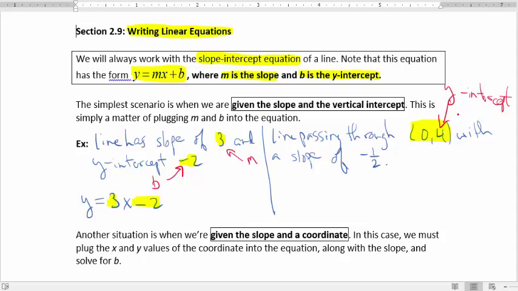And then this is your slope. So all you're going to do now is, again, y equals mx plus b. M is -1/2. X stays x, and b is 4. So it's just y equals -1/2 x plus 4. So that's the simplest scenario, because there's really no work to do at all there.